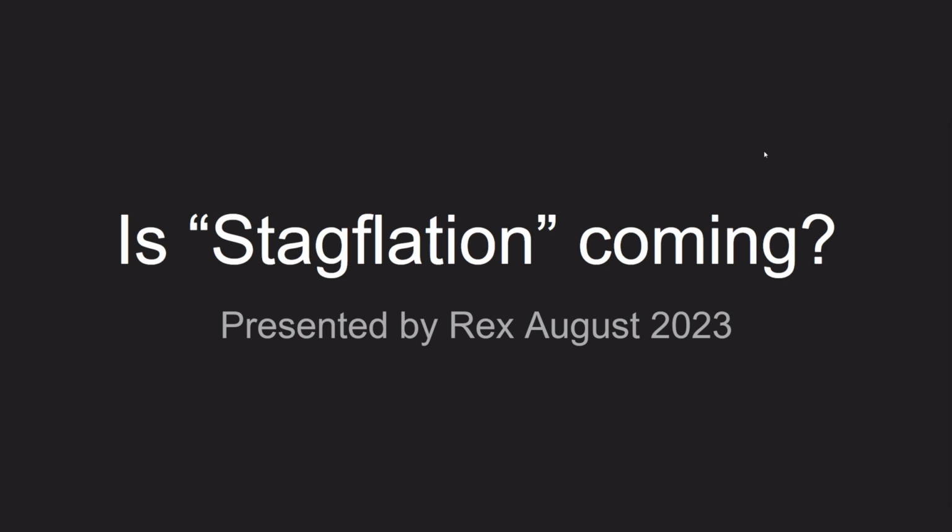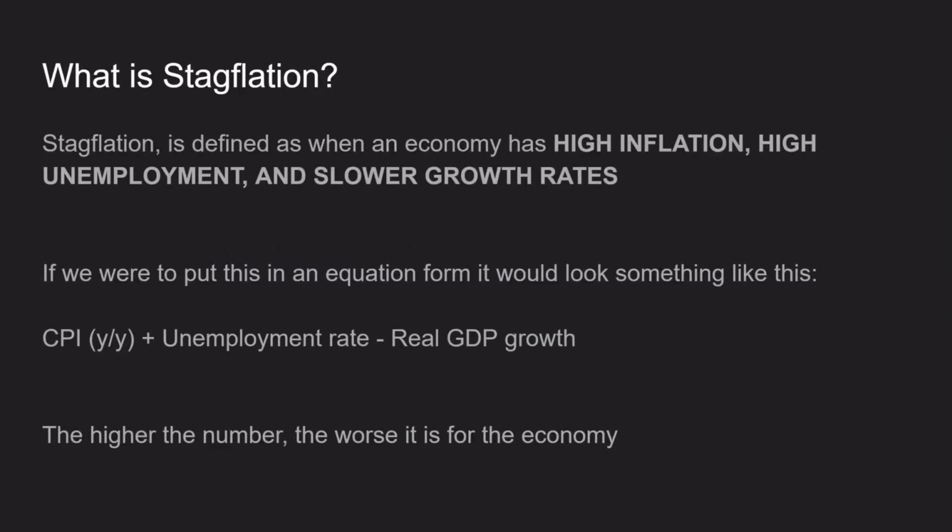So what is stagflation? Basically, it is when an economy has a higher inflation rate, high unemployment, and slow growth rates. So you're looking at CPI or PCE, then unemployment, and then real GDP growth, right? This is the general equation, and you would be able to get a number answer. So you get your CPI year on year plus your unemployment rate minus your real GDP growth, and you get a figure basically. The higher the number is, the worse the economy is.